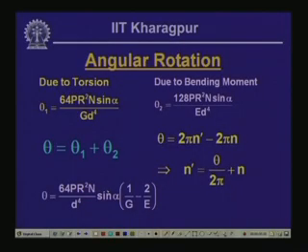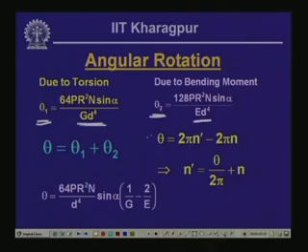Now, because of this angular rotation, because of the twisting, it will try to increase the wound, and bending will try to reduce the wound. So, we need to find out the value of theta, the angular rotation. Due to the twisting moment, the rotation theta 1 is given by 64 P R square n sin alpha by G d to the power 4, and due to the bending moment we will have the rotation theta 2, which is 128 P R square n sin alpha by E d to the power 4.